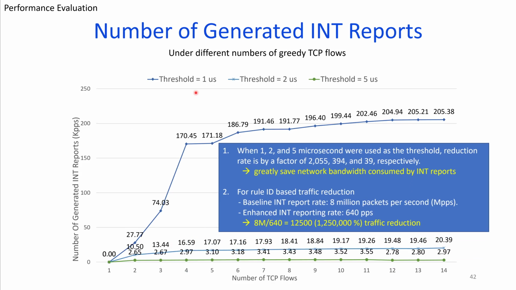In threshold-based network state traffic reduction, we measure the rate of INT reports that were generated when our system detected that there was a significant change in hop latency. 3 different threshold values for hop latency were used: 1, 2, and 5 microseconds respectively. The result shows the rate of generated INT reports under different numbers of greedy TCP flows when 1, 2, 5 microseconds were used for the traffic reduction threshold respectively.